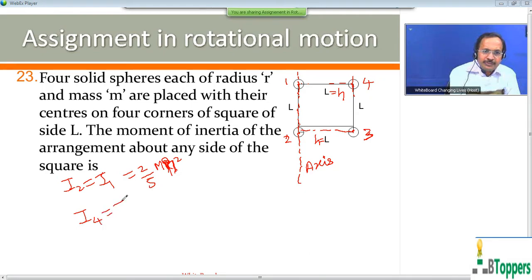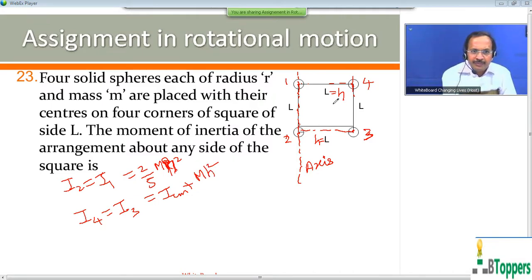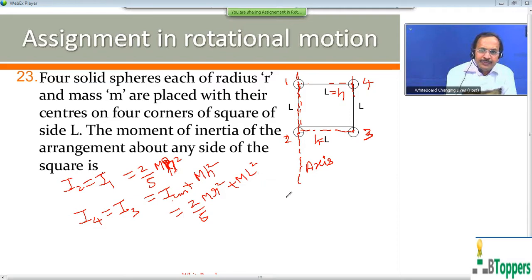For the fourth and third spheres, we can apply the parallel axis theorem. I4 is the same as I3. I4 is the moment of inertia of the fourth sphere. I3 is the moment of inertia of the third sphere about this axis. That is the moment of inertia about the parallel axis passing through its own center of mass, plus the product of the mass of the sphere and the square of the perpendicular distance h. Moment of inertia of a uniform solid sphere about any axis passing through center of mass, you can write 2 by 5 r square. Here h equal to L.